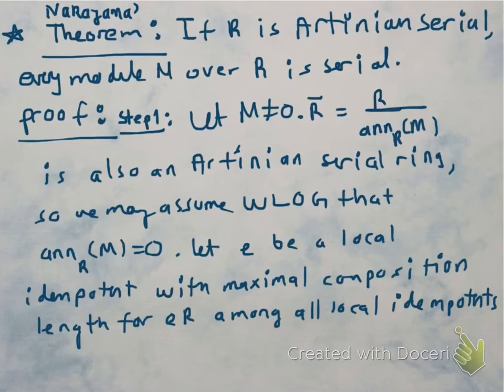Okay? So what you do, because of the annihilator being 0, what we do is this. First you take a local idempotent E with the maximal composition length for ER. That means ER has the maximal composition length. There may be more than one such module, but each one of them will be injective. So now our ER is injective.